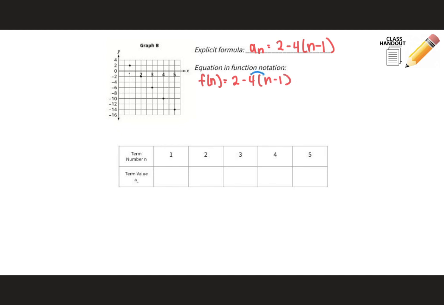First we're going to do the distributive property. We're distributing a negative 4. So 2 stays the same, negative 4 times n is negative 4n, and then negative 4 times negative 1 is positive 4. Then we're going to rewrite this. We group together our numbers, so we're just going to swap places for the first two terms. It's going to be negative 4n plus 2 plus 4. And here we can combine our numbers. So our function in linear function form is going to be negative 4n plus 6.